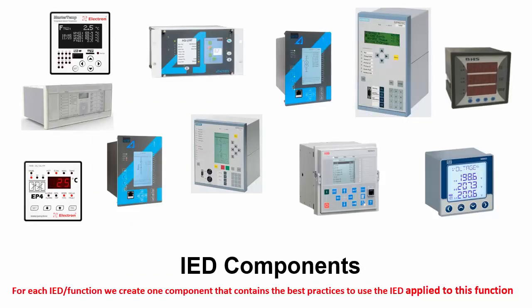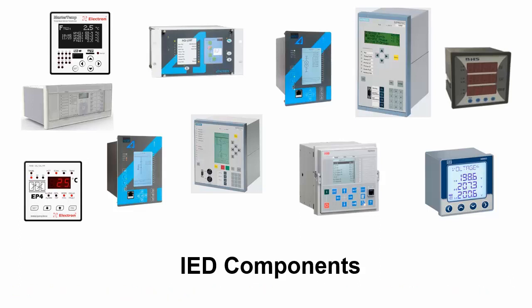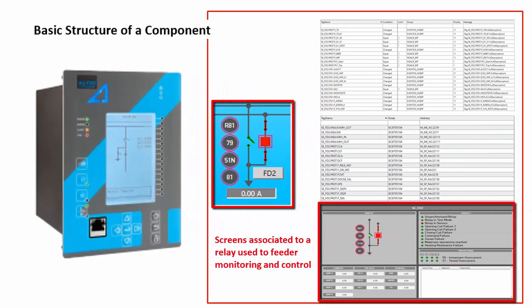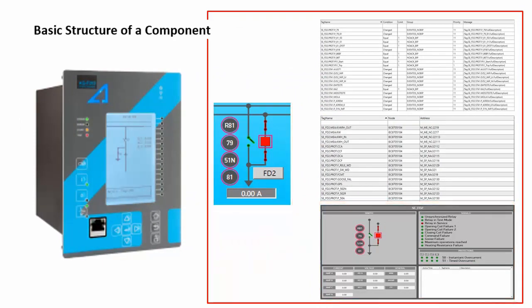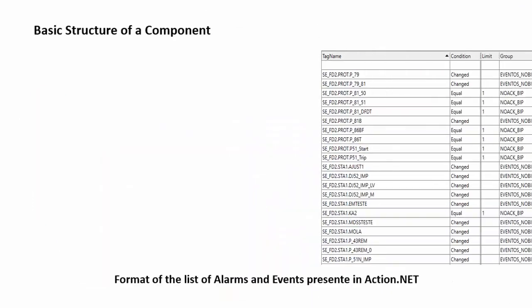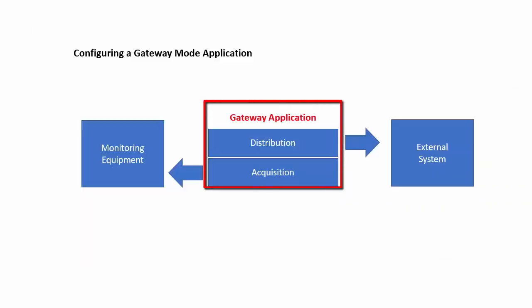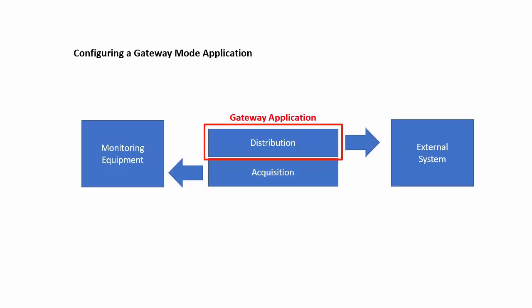To speed up the configuration of a gateway application, a set of components was created, representing the main relays, meters, and other elements used in substation monitoring. These components include the best practices for configuring these IEDs, in terms of addressing communication points, alarm rules, display, and forwarding data to history. The configuration of a gateway application must follow the following structure. First, the data acquisition step is customized, and after, the data distribution or transmission is customized.